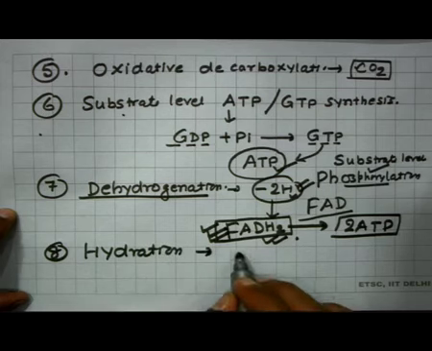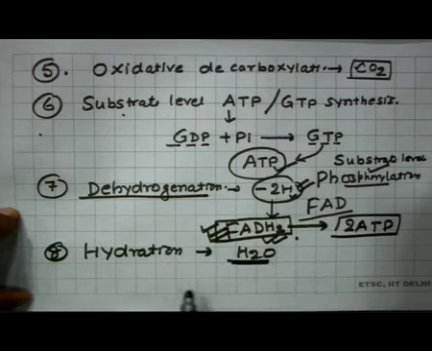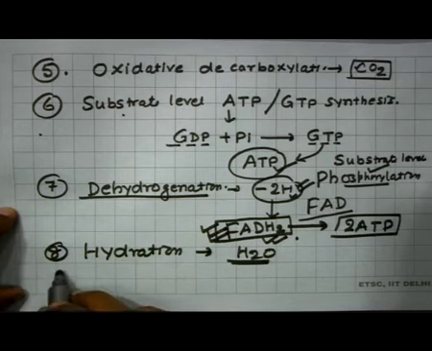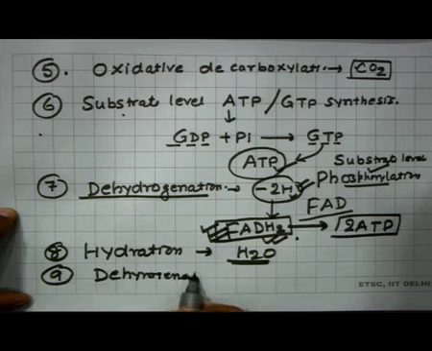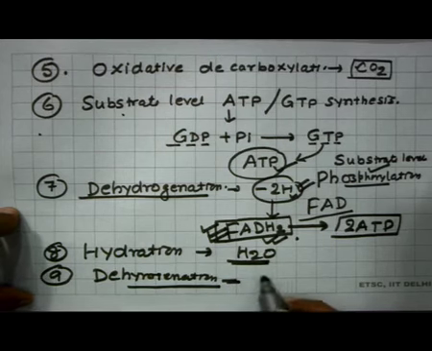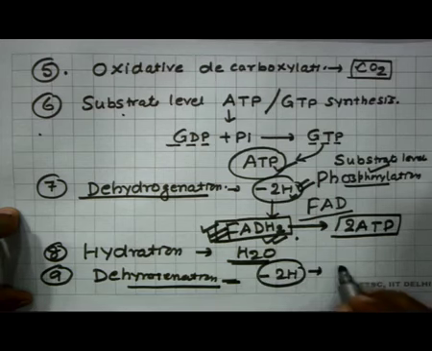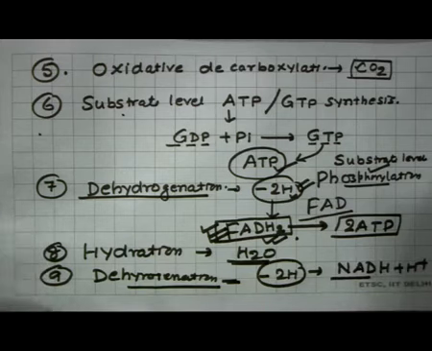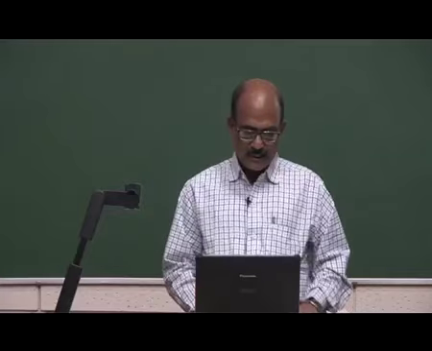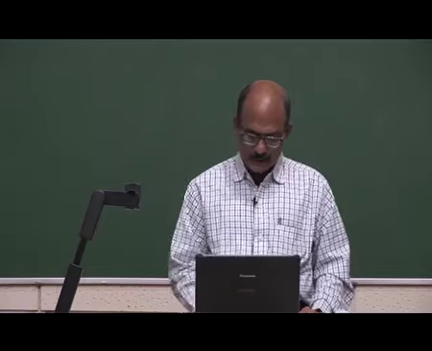As the term indicates, water is going to be added, and the last reaction of the Krebs cycle is dehydrogenation, where a hydrogen molecule is released, which is accepted by NAD and converted into NADH plus H plus. So, these are the 9 steps which we will discuss in our next classes.